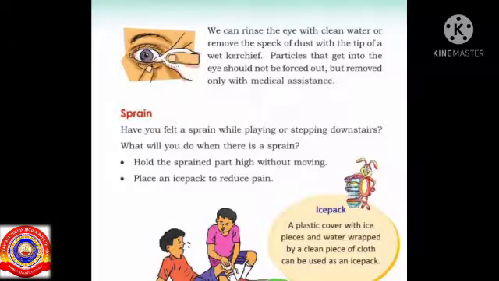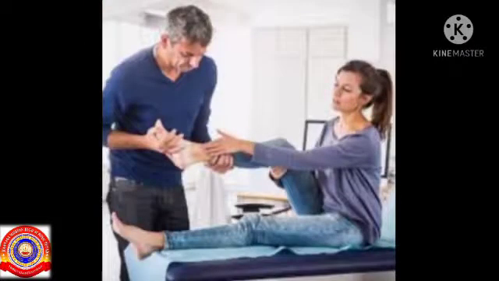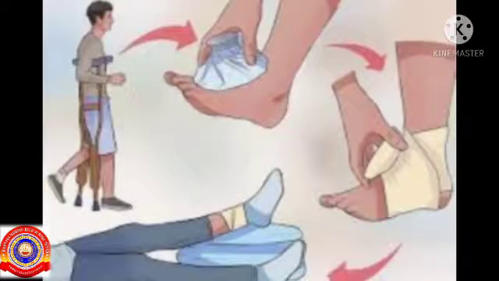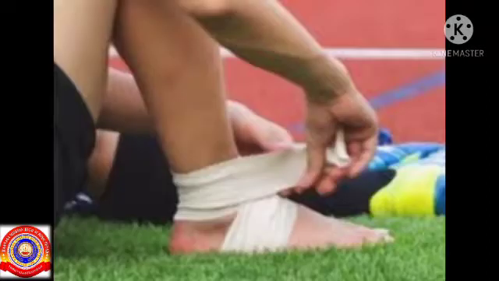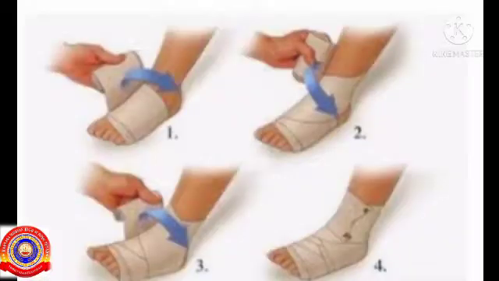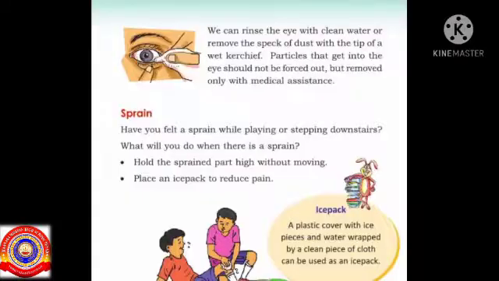Okay, so that we can discuss. The first step is to hold the sprained part high without moving. Then place an ice pack on the injured part to reduce pain. Do you know what an ice pack is? It's a plastic cover with ice pieces and water wrapped in a clean piece of cloth. Then wrap the injured part with an elastic bandage.